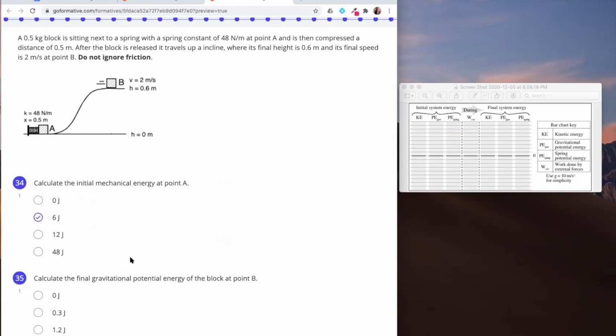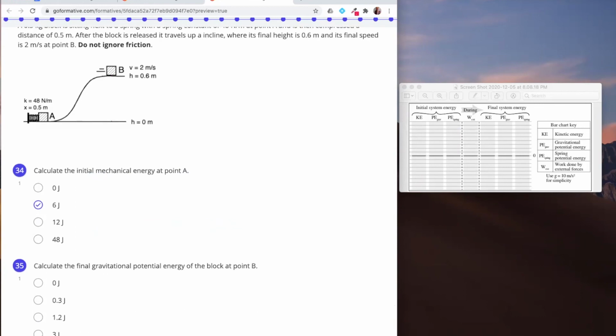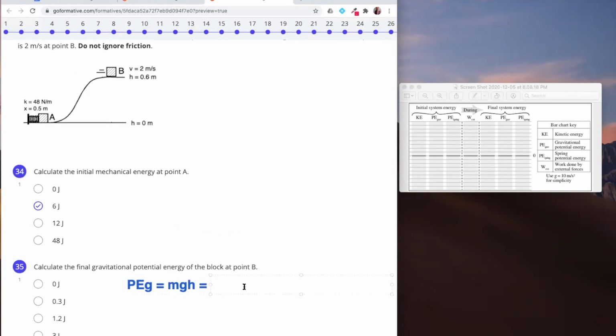Now at point B, there's some gravitational potential energy because it's above the ground. So using mgh for my gravitational potential energy, PEG is equal to mgh with a mass of 0.5, let's call g 10, and a height of 0.6. This gets me a gravitational potential energy of 3 joules.